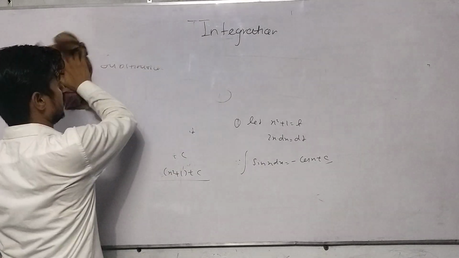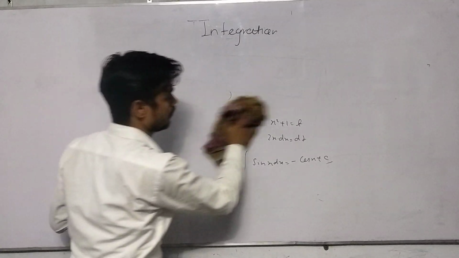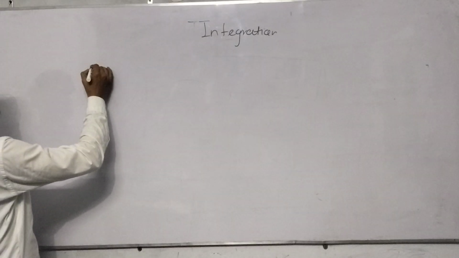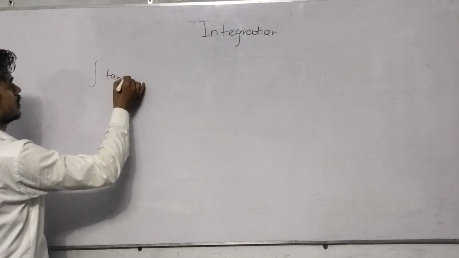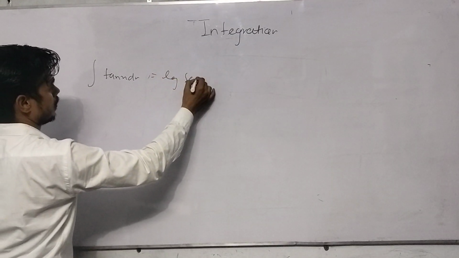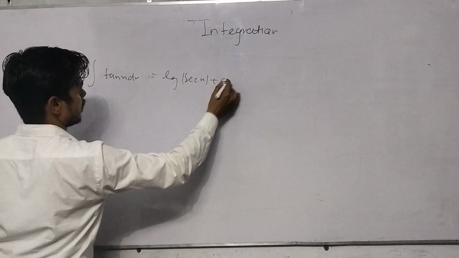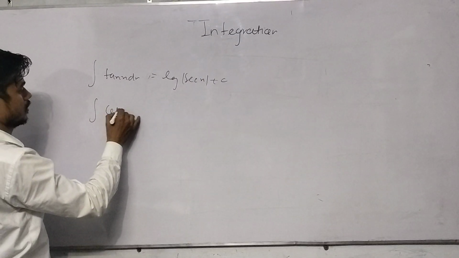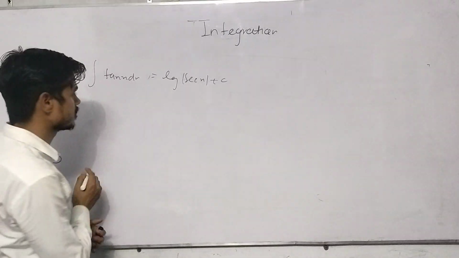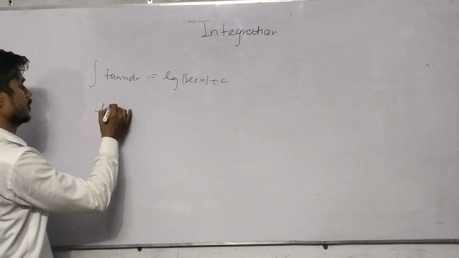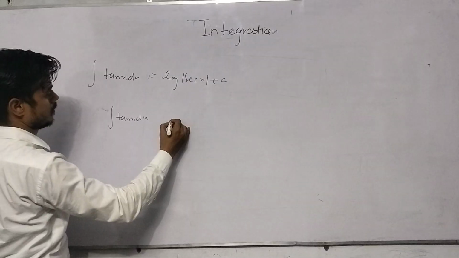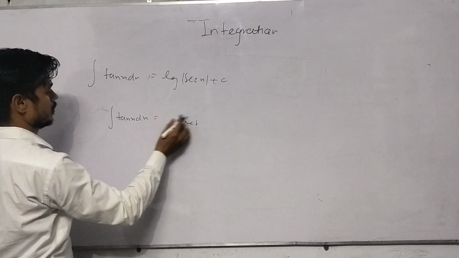Okay, and now I'm going to move to the next way. There are so many formulas here. You can see, first is integration of tan x dx, which is log sec x plus c. Okay, there is also cot x. So how can it come? Now I'm going to put this tan x dx.